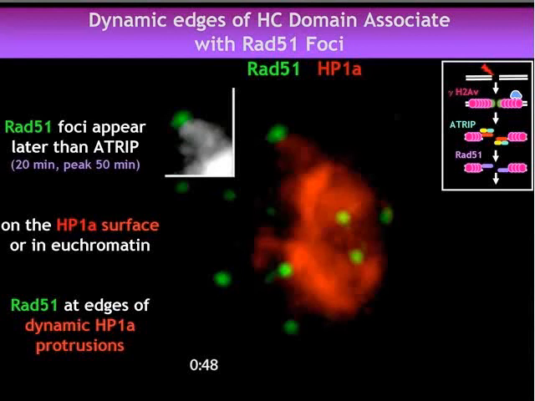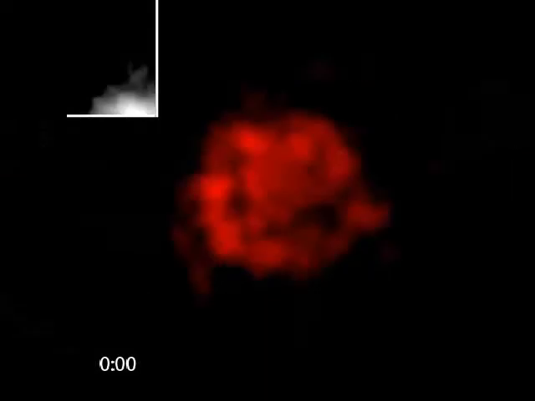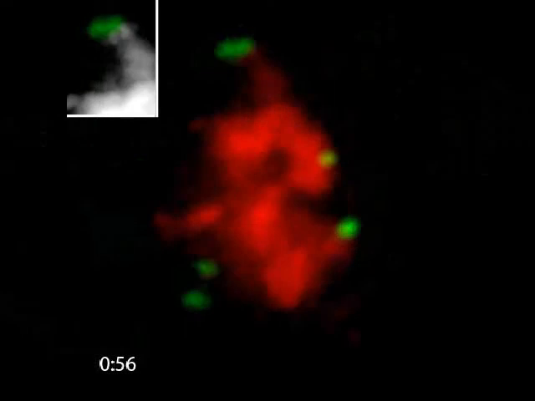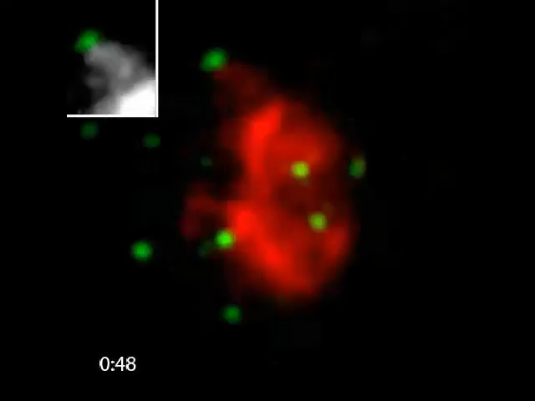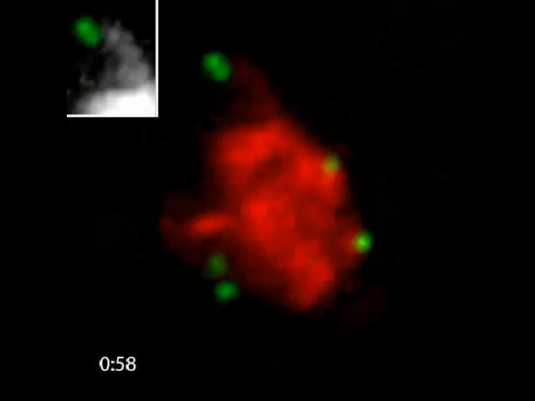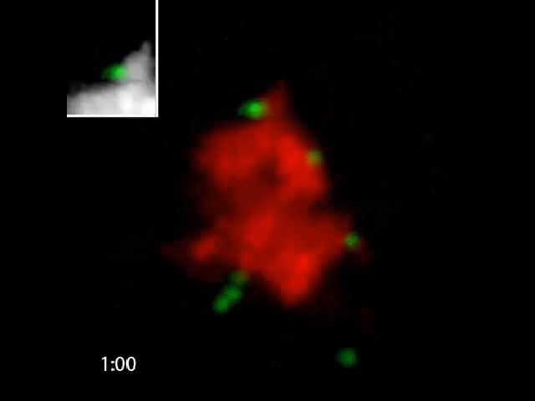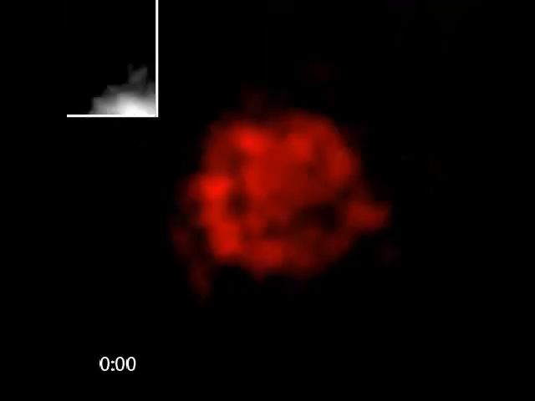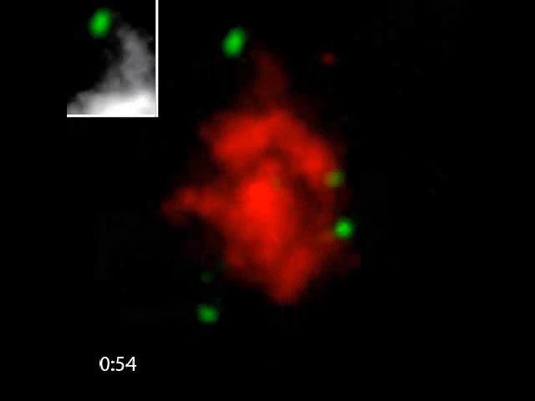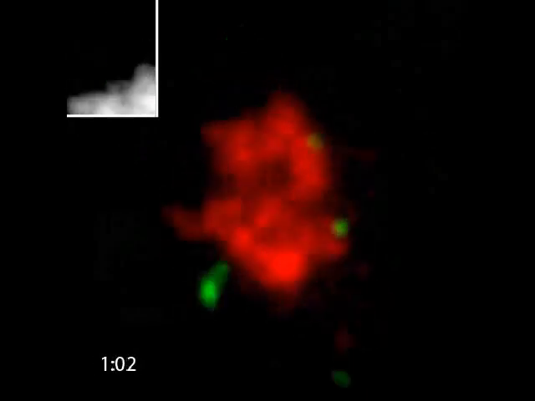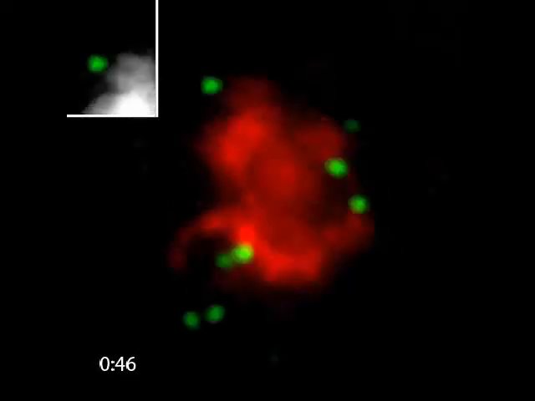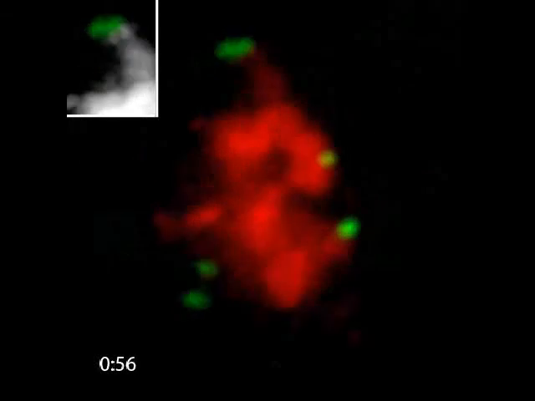So if you can run the movie, what you'll see is the HP1 is in red and Rad51 is in green. And in the upper left is a little cutout looking at one of these fingers that retracts into the main body of the domain and goes out again. So what you can see is that these foci are out at the periphery of the domain or outside the domain at all times, but also they seem to have an association with the domain as well as it moves in and out through these fingers.